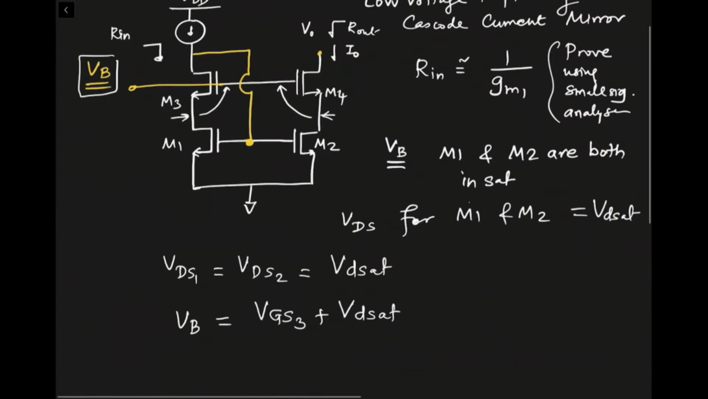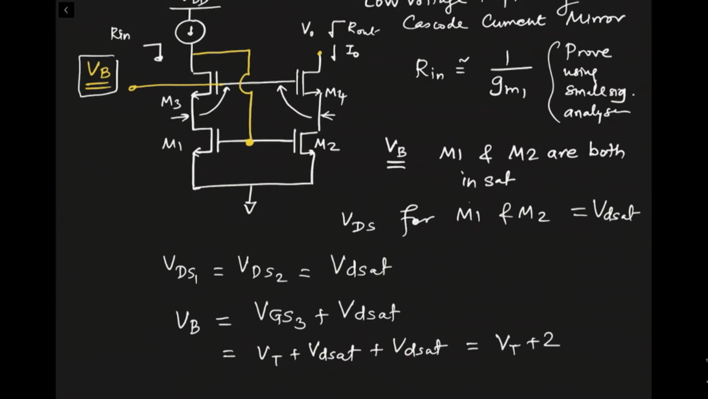This would be equal to VT plus VDsat plus VDsat, so you want to keep approximately VT plus 2 VDsat. V bias should be approximately that value, and you can choose another small current source and derive this voltage separately. We can look at how to do that later on.